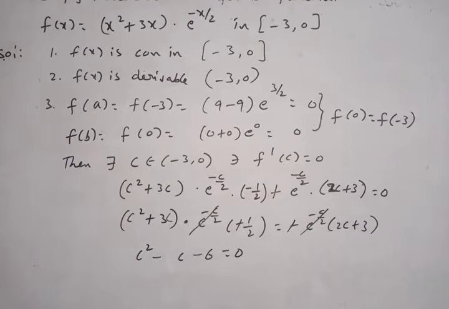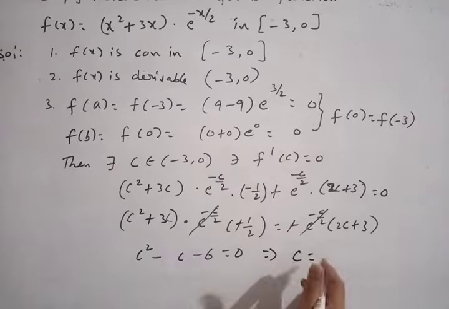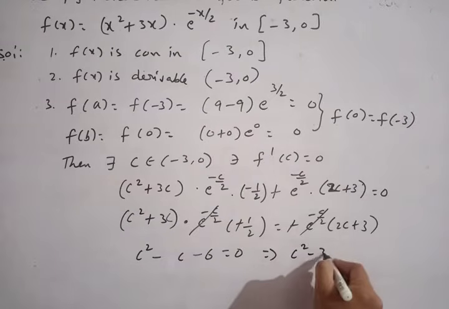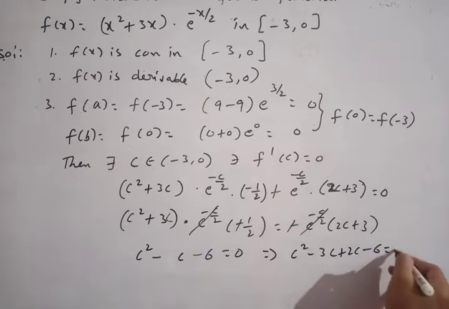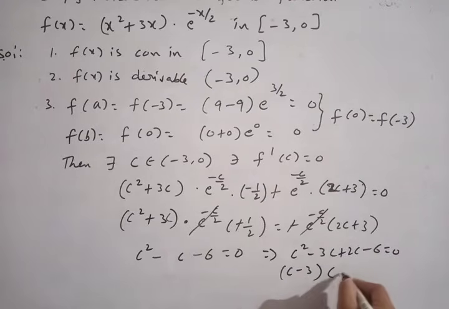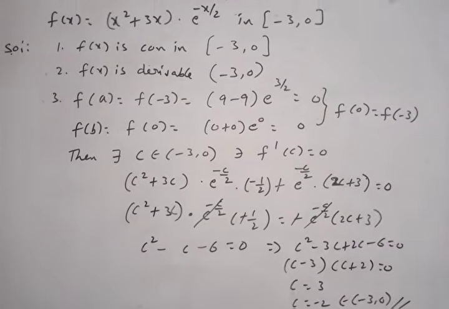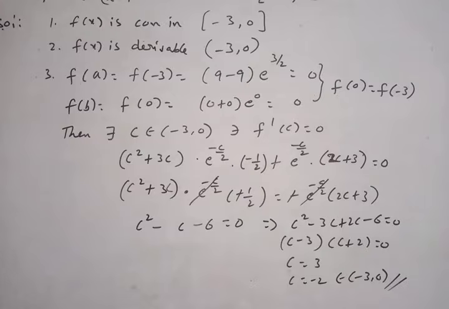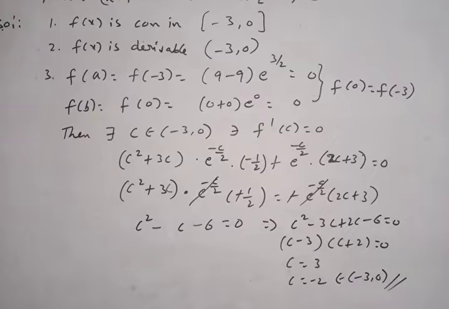Now we need to calculate it. Take the calculator and calculate the roots, find out the c values. So c² minus 3c plus 2c minus 6 is equal to 0. So (c - 3)(c + 2). So c is equal to 3, c is equal to -2. Which belongs to (-3, 0)? Like this, you need to solve this problem. Understand here how we did this problem? 3 comma -2.